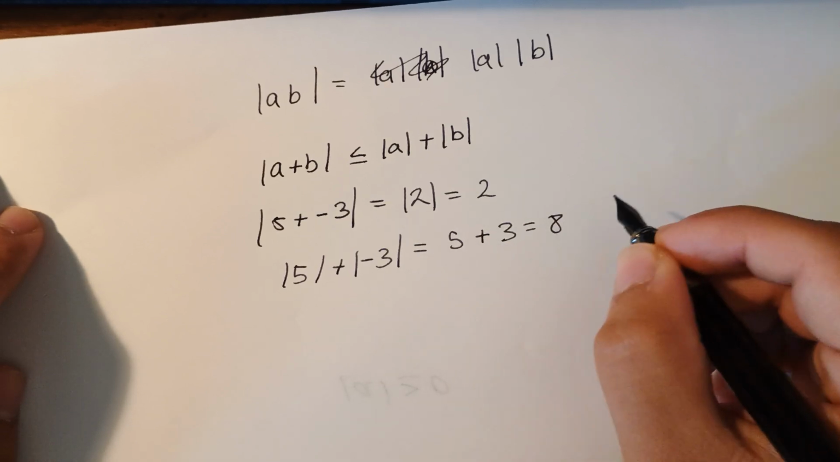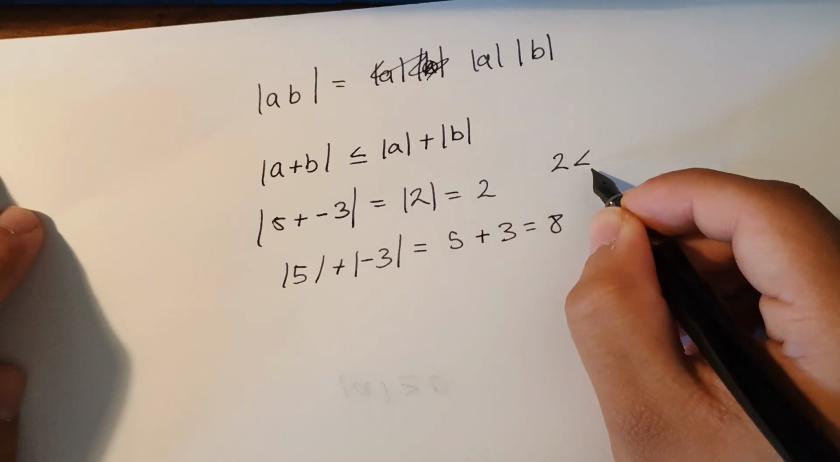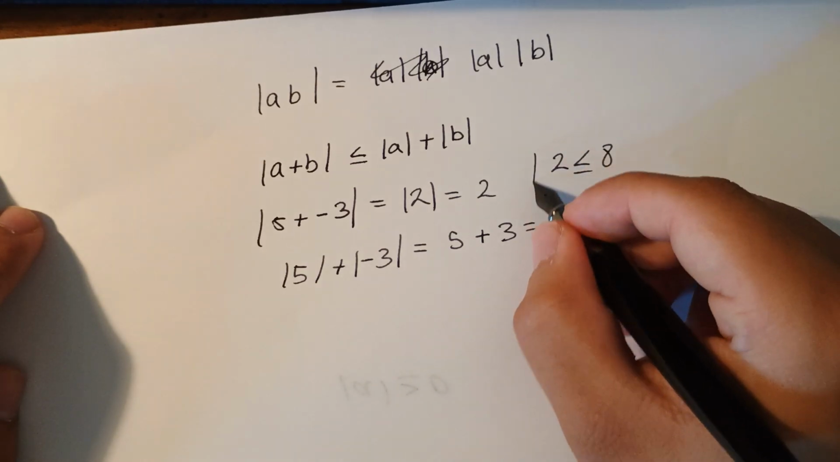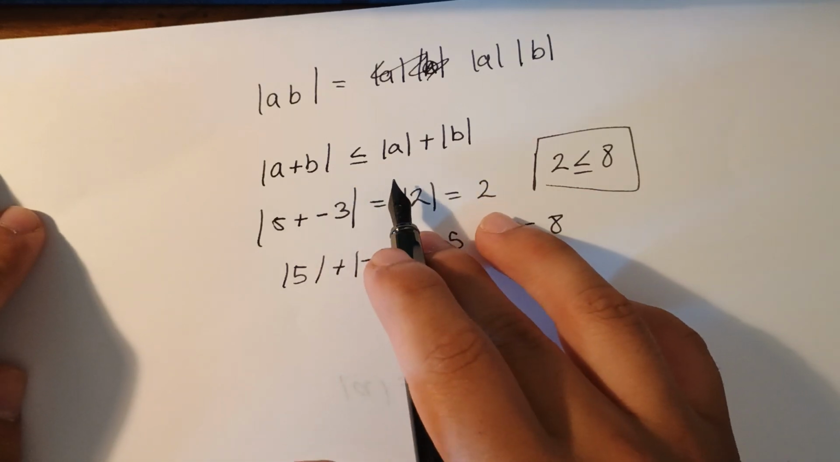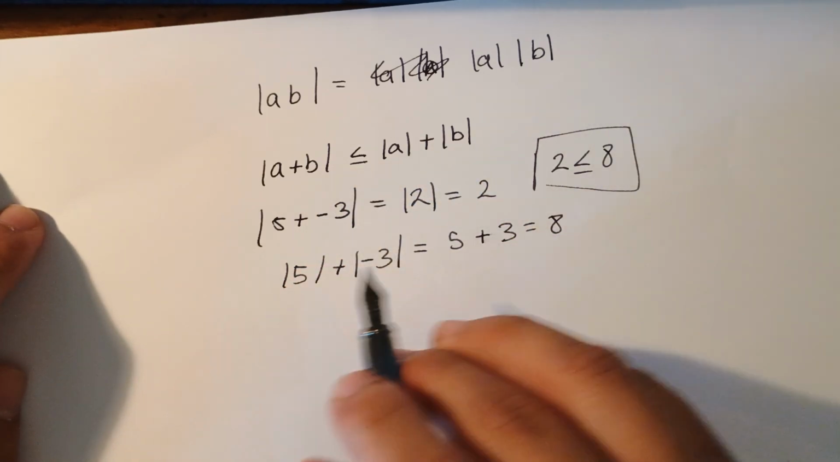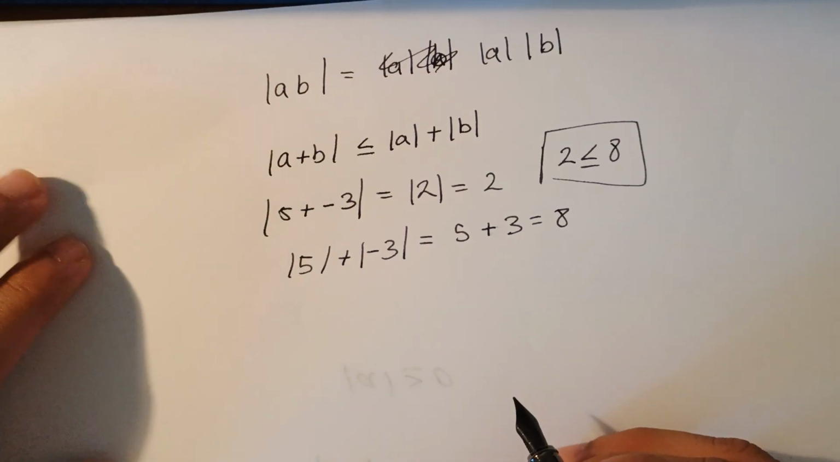And that becomes 8, right? And 2 is obviously less than 8, right? This is true. So that's why this formula, this property is true. That's just a quick example.